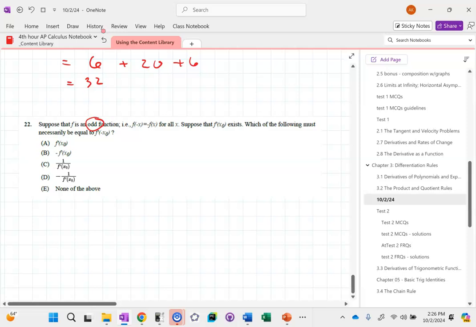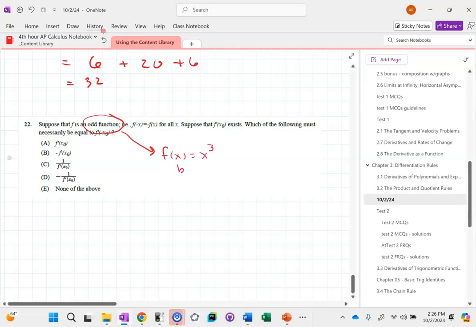So I recognize, it tells me, suppose that f is an odd function, i.e. that f of negative x equals negative f of x for all x. Suppose that f prime of x naught exists. Which of the following must necessarily be equal to f prime of negative x naught? So when I say an odd function, what do you think of? Like, what's an example of an odd function? X cubed, great choice.